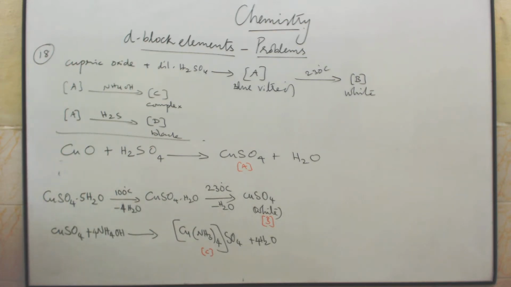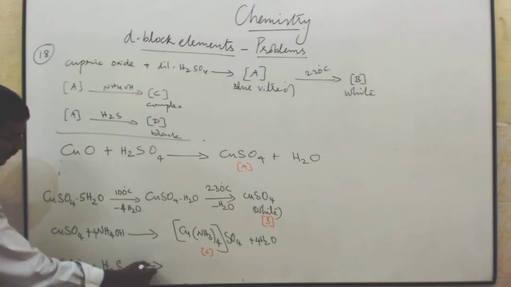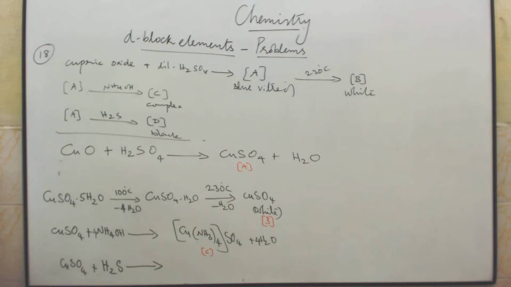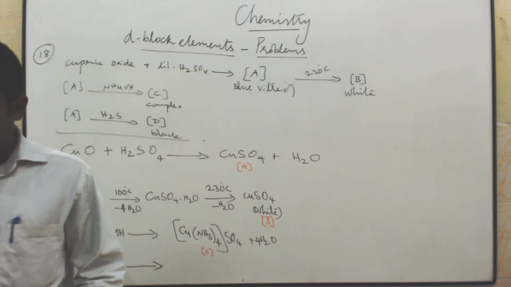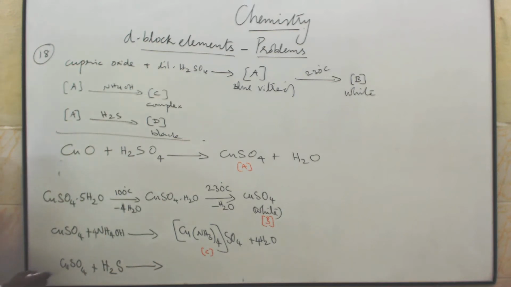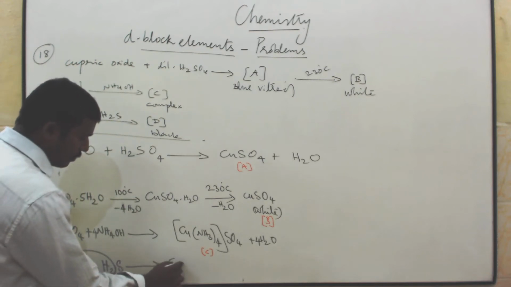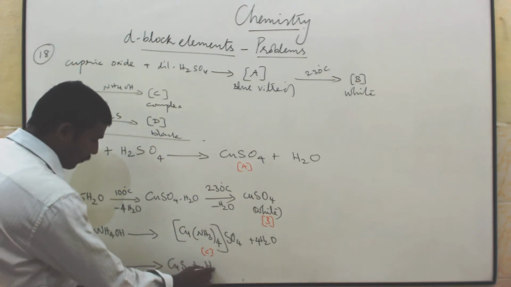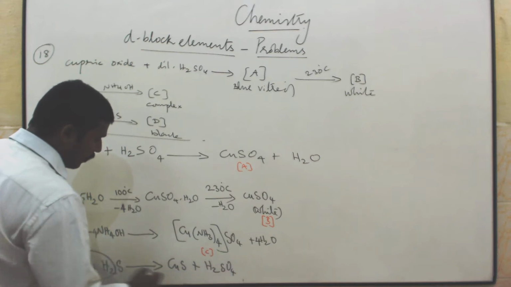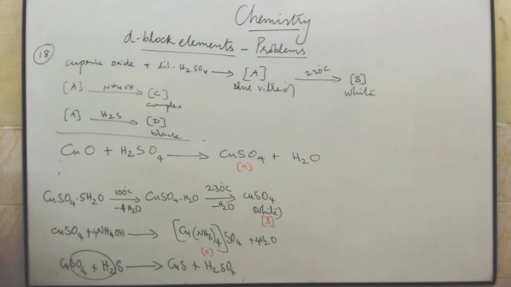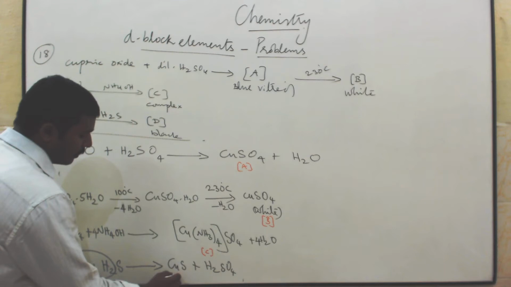Again A, that means copper sulfate, reacts with hydrogen sulfide gas, it gives the respective sulfide, namely cupric sulfide. So H2SO4 is removed, remaining CuS plus H2SO4. Cupric sulfide, which is compound D, that's the black precipitate.